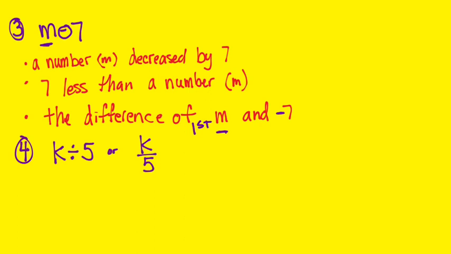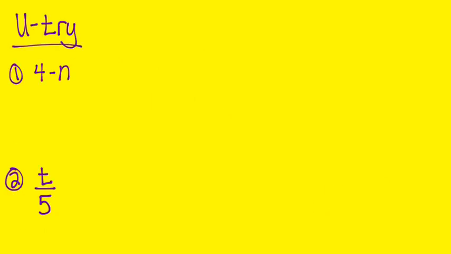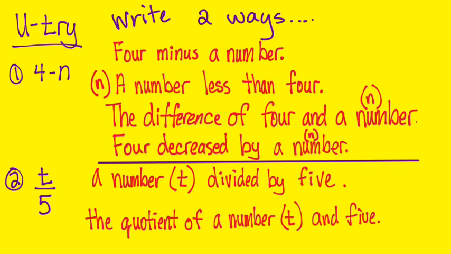K divided by 5. And the quotient of k and 5. The k, the numerator, always comes first, the denominator's always second. All right, and we'll get to our first you try. We would do this on whiteboards in the classroom, and then you try it, and then we check it. Go ahead and check yours.